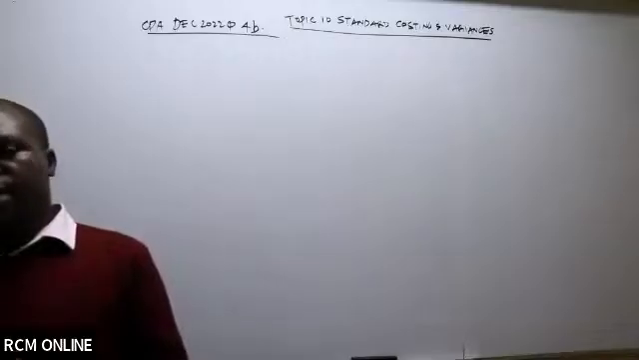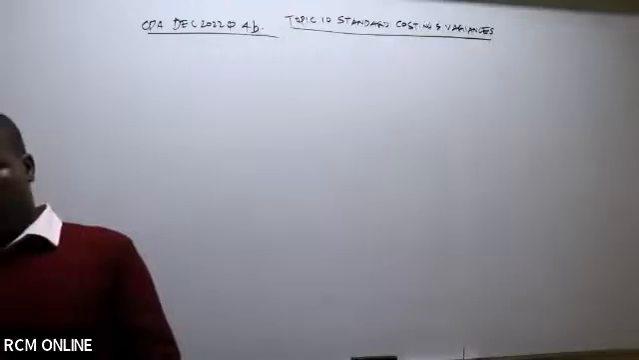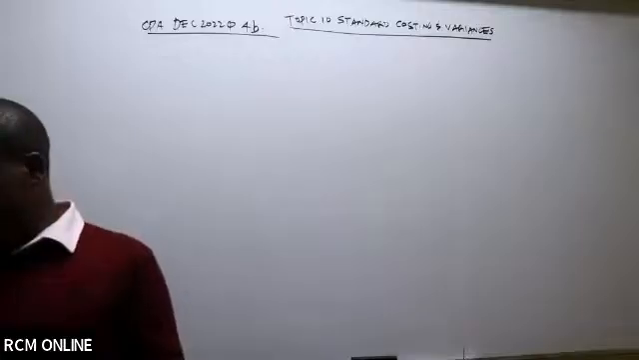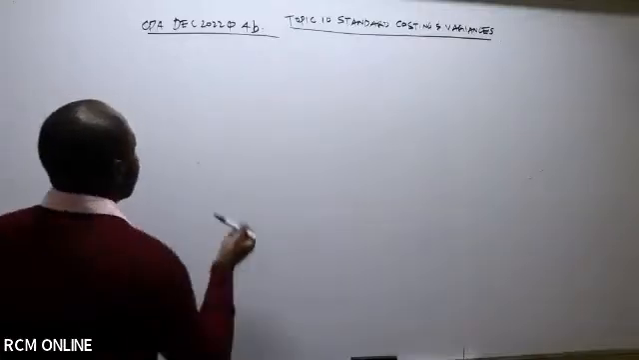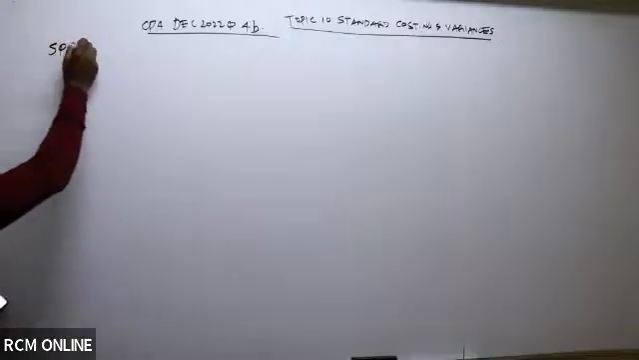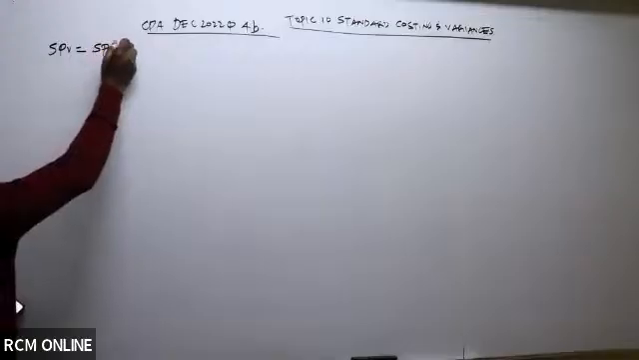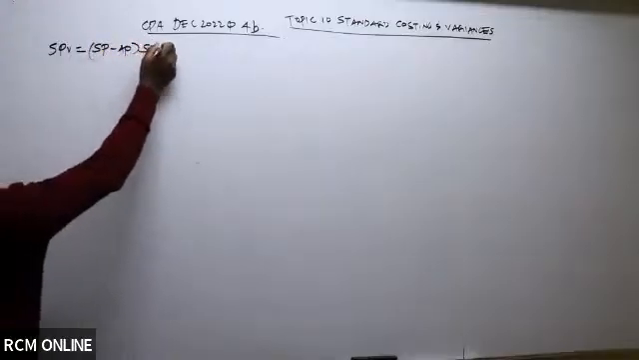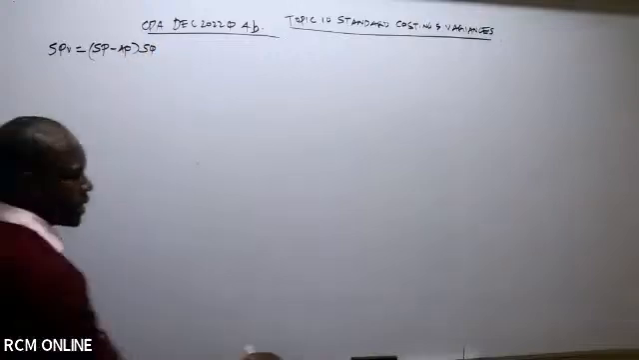So you can even look at, do we have selling price given in the first part? Yes, we are given selling price. So we can start with the selling price variance. Selling price variance is equal to standard price minus actual price multiplied by standard quantity, actual quantity.